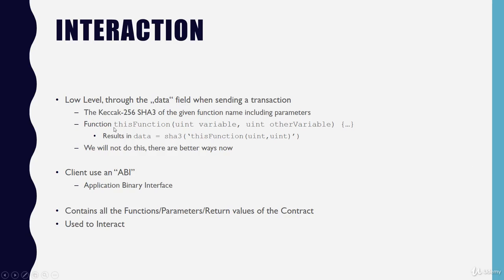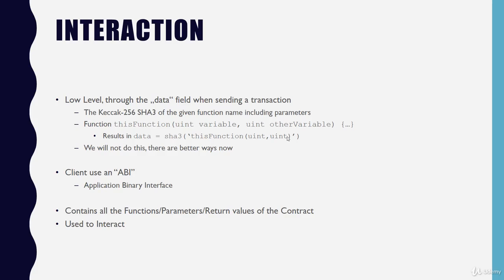This works like the following example. Let's suppose we have a function, and this has two parameters, a uint variable and another uint variable, and then the function body. If we want to interact with this function, then we have to send a data field with the SHA-3 hash of this function and then the two parameters, but only the data types. So this is happening internally when you're interacting with a contract. But we are not going to do this because there are better ways now.